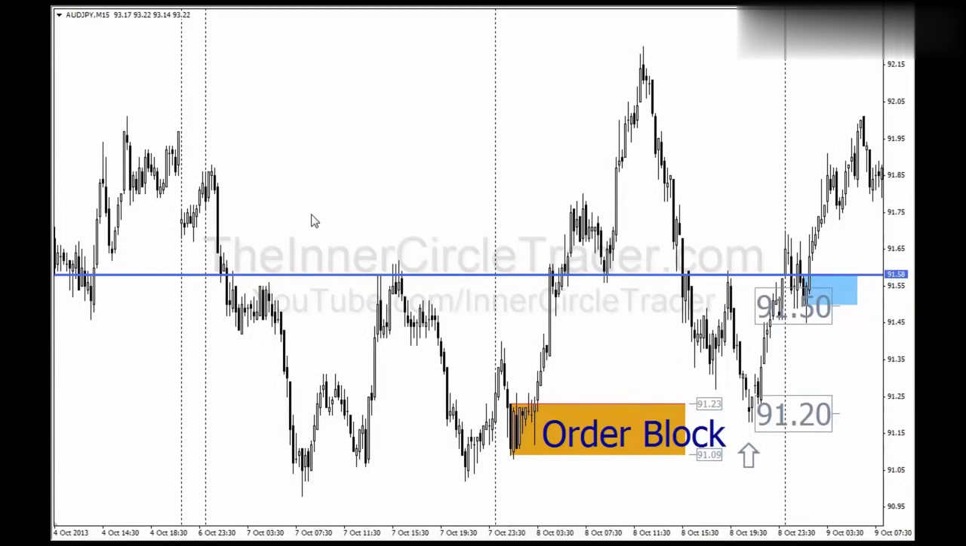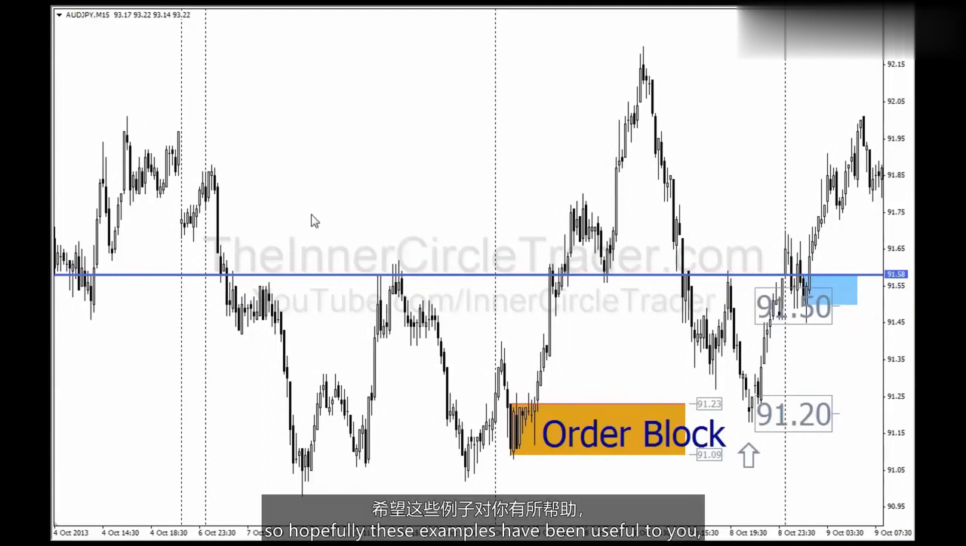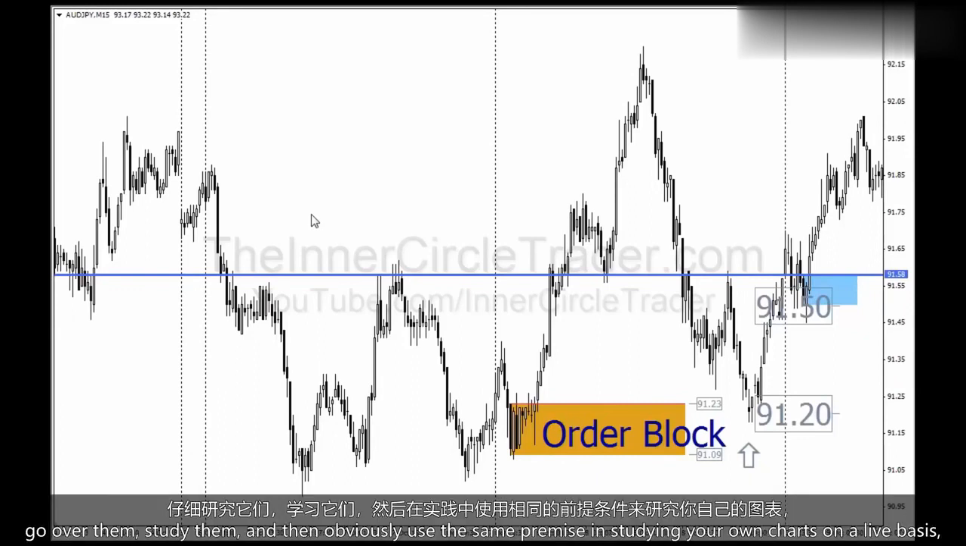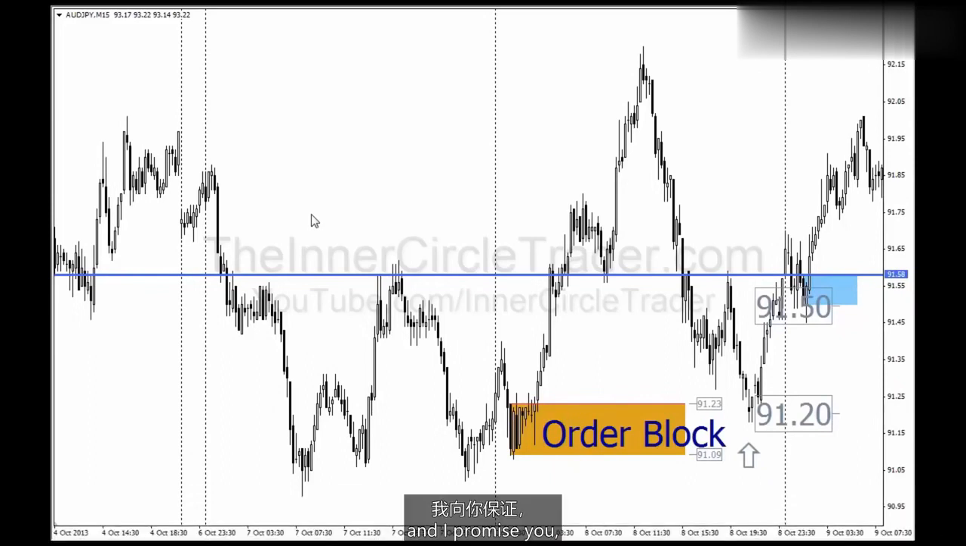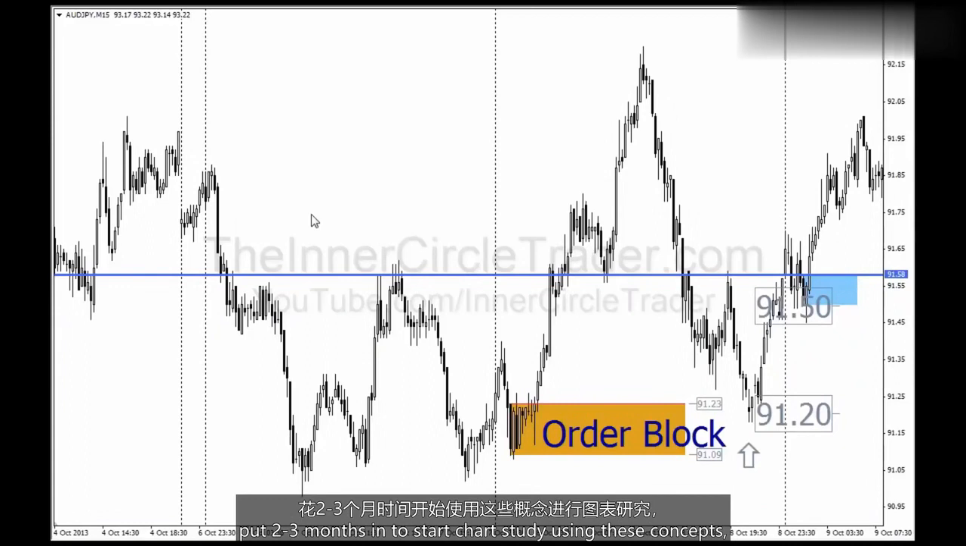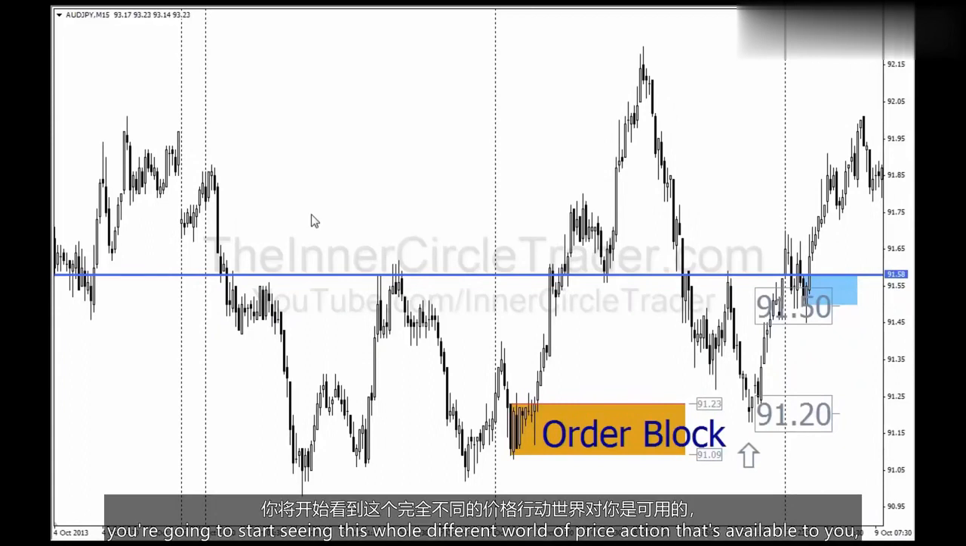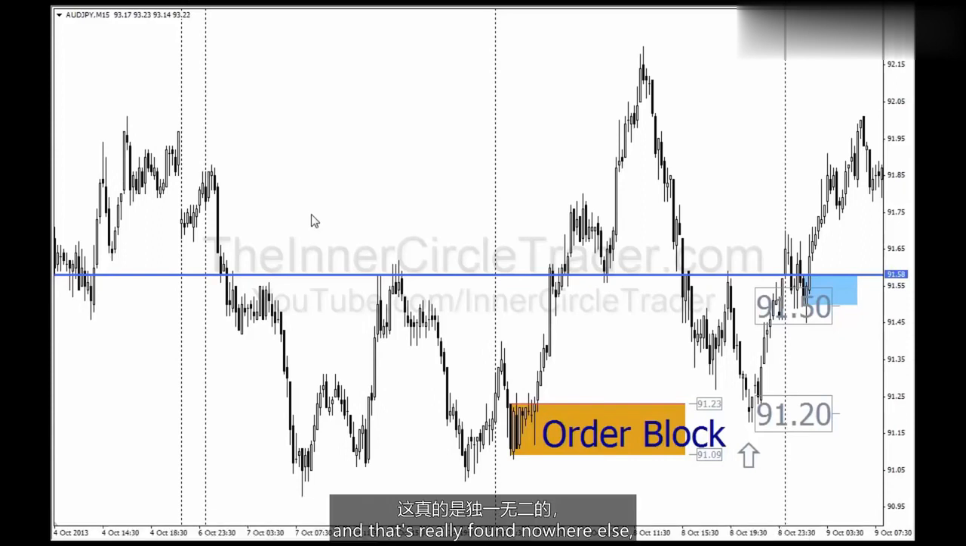Okay, so hopefully these examples have been useful to you. Go over them, study them, and then obviously use the same premise in studying your own charts on a live basis. And I promise you, put 2 to 3 months into chart study using these concepts. You're going to start seeing there's a whole different world of price action that's available to you, and that's really found nowhere else. It's an ICT exclusive, and I hope it's been a blessing to you as it was for almost 2 decades for me.